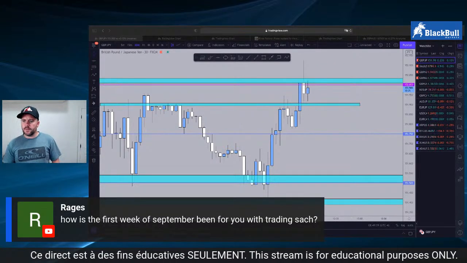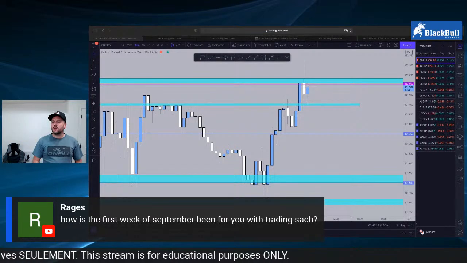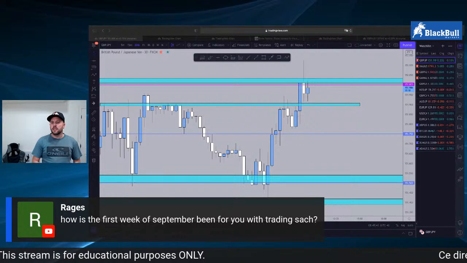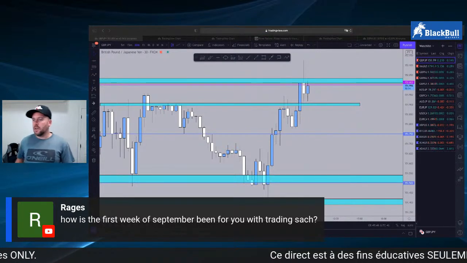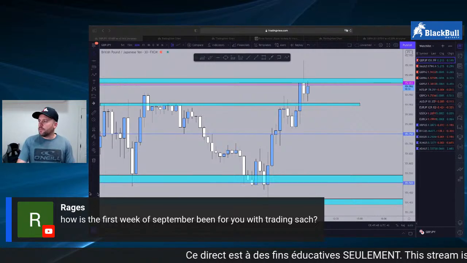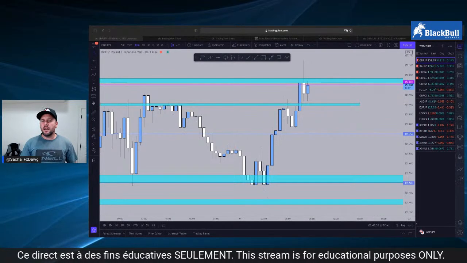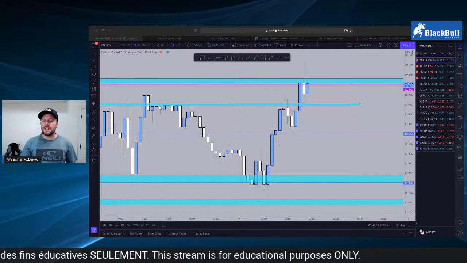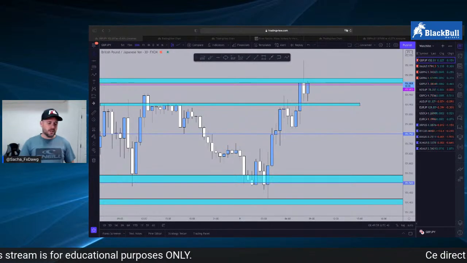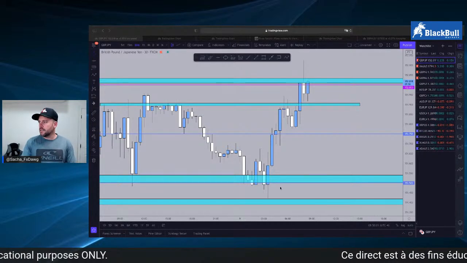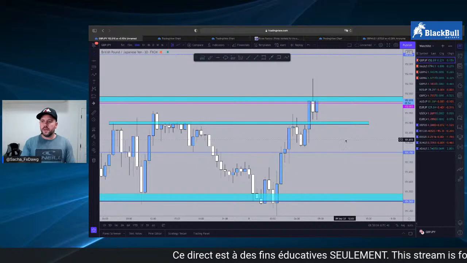How was the first week of September for you with trading, Sash? Pretty okay. Yesterday was horrible, but I ended up in blue after a pretty nice trade on GJ. This month of September, my first attempt, I had a couple losses, but my second or third attempt always brings that back. So far so good, right? Still in blue by a tiny bit, so not bad.